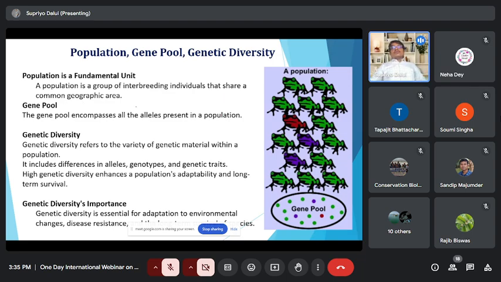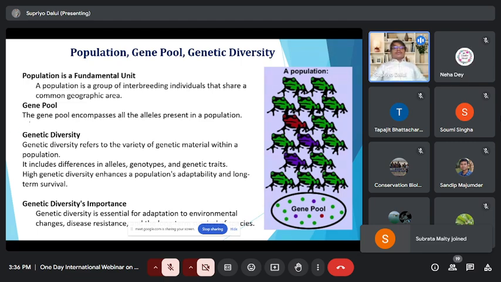So when, within a geographic area, there are many individuals of a particular species and they perform random mating, there will be interbreeding individuals and they will be producing viable offspring. Then that particular geographic area with those particular species will be called a population.